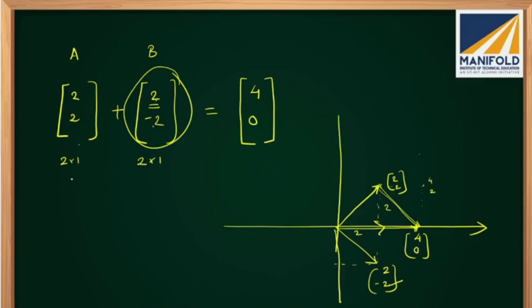Actually, I can represent this as 2i plus 2j, and this vector is 2i minus 2j. If I add these up, what I'll get is 4i plus 0j. That is what our point is, 4, 0.